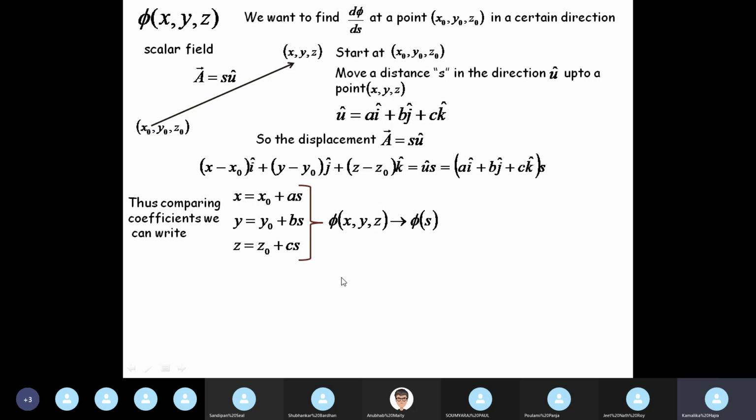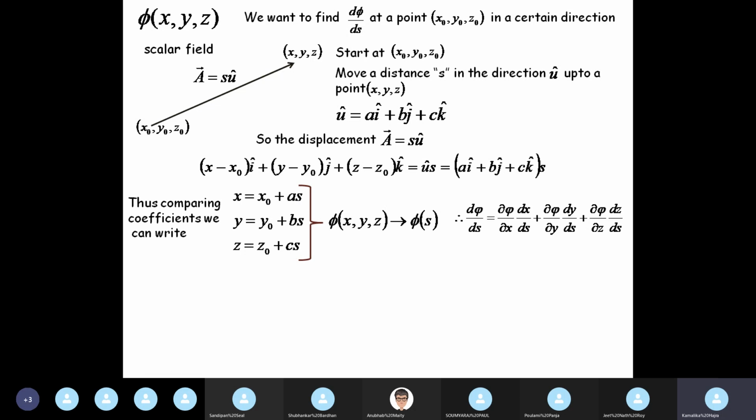So what has happened? Phi was a function of x, y, z, but each of x, y and z is a function of the same parameter s. So I can write phi as a function of s only. I've converted phi, which was a function of x, y, z, to a function of a single parameter s, because x, y and z are functions of the parameter s. See? Because x0 and a are constants, y0 and b are constants, z0 and c are constants.